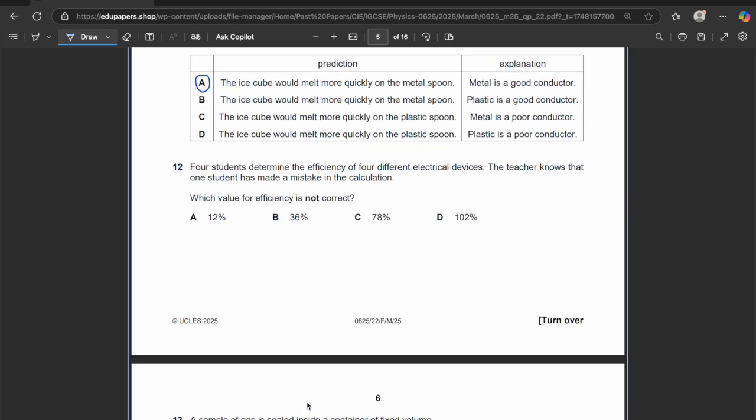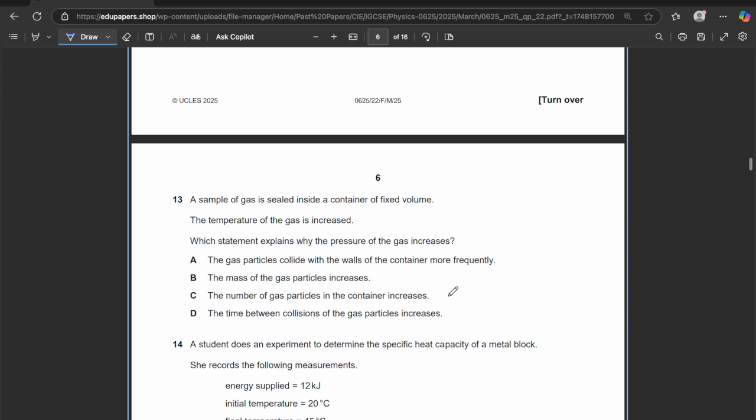12. 4 students determine the efficiency of 4 different electrical devices. The teacher knows that one student has made a mistake in the calculation. Which value of efficiency is not correct? So efficiency practically cannot reach 100%, let alone going over 100%. So this is definitely not right. So it would be D. And 13.